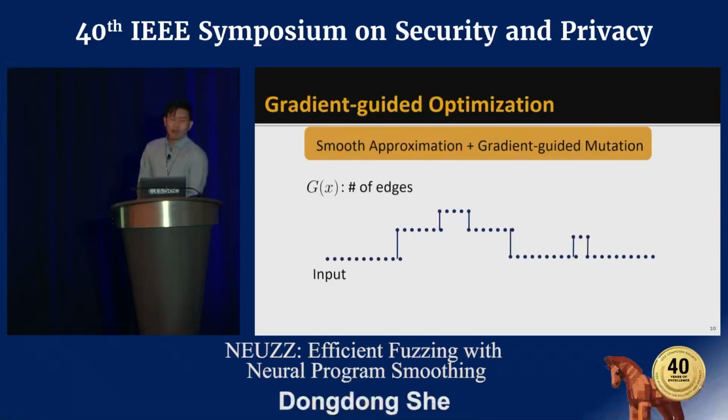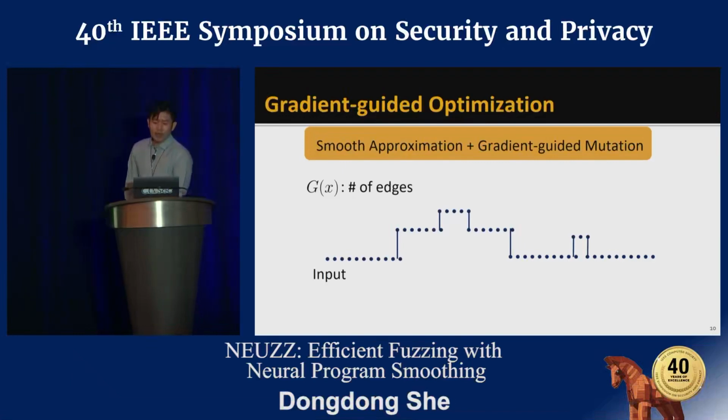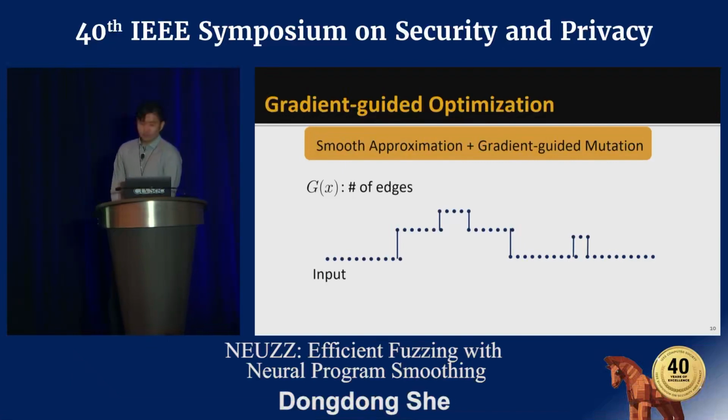To provide more guidance in mutation, we propose a new approach, gradient-guided optimization. It has two steps. First, we smooth approximate the objective function. Second, we compute gradient of the smooth function we just approximated, and further perform efficient gradient-guided mutation.